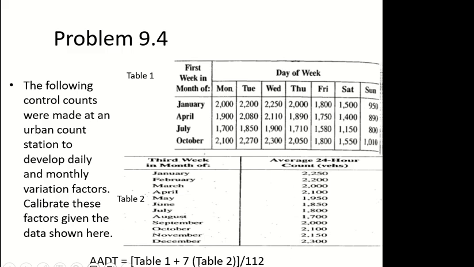So each value multiply by 7 to make it into total. Okay, so all the values from table 1 plus each value from table 2 multiplied by 7, then divide by 112. Okay, 112 is the number of days in which all these values were taken. Okay, 4 weeks here and 12 weeks here. So in order to convert these values into the total of the days, I am multiplying it by 7. So now can you do this? Can you calculate ADT here?